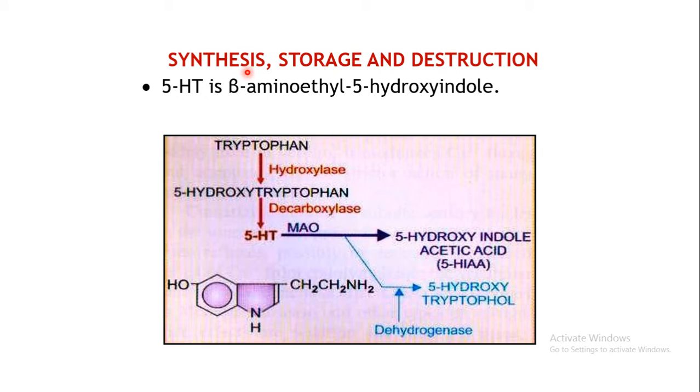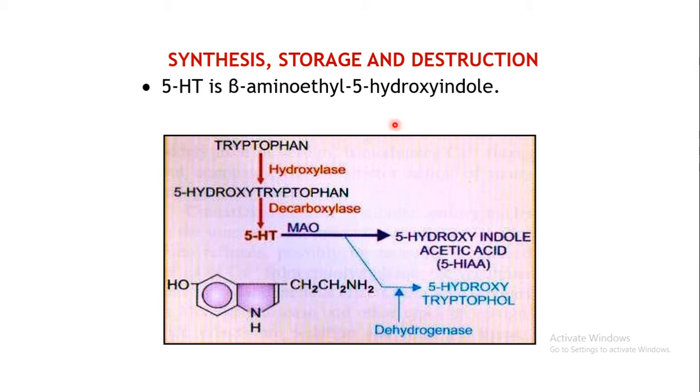Okay, so coming to the first part, that is the synthesis, storage and destruction of this 5-HT. Now basically, if you can see the structure of this 5-HT, this is the structure of your serotonin or 5-hydroxytryptamine. The chemical name of this 5-HT is beta amino ethyl 5-hydroxy indole. So at beta position there is an amino ethyl chain, and at fifth position there is a hydroxy group. The basic structure is the indole, and there are certain attachments, so accordingly it is named beta amino ethyl 5-hydroxy indole.